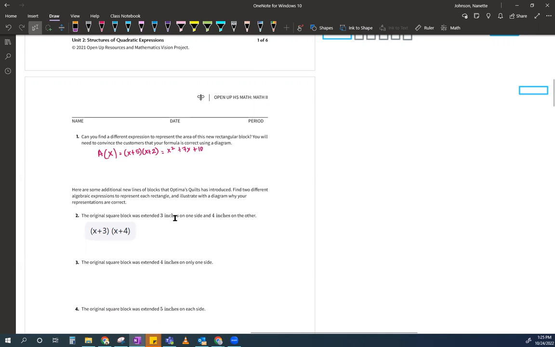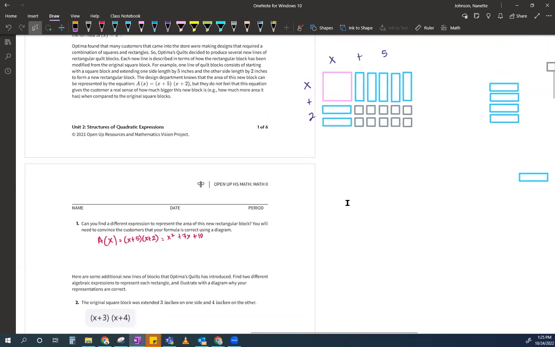Because they extended it. Extend means to add 3, and they extended it by 4 on the other side. x plus 3 times x plus 4. So some of you are straight up, you get how to get this answer here. Some of us still need to use the tiles. I don't care which way you do it, as long as you understand how to get to the other answer.